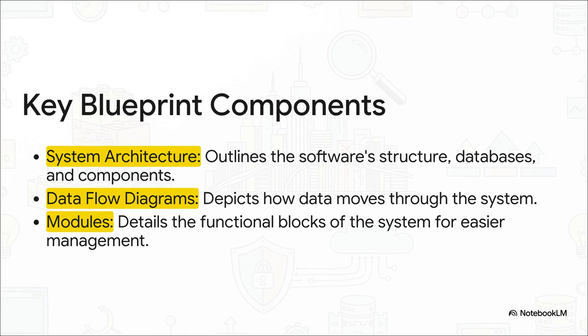First, you've got the system architecture. That's the skeleton, right? The core structure holding it all together. Then you've got data flow diagrams. Think of those as the circulatory system, showing how all the information is going to move around. And finally, you have the modules. These are like the individual organs, each with its own specific, vital job to do. When you put them all together, you get a complete picture of the living, breathing system you're about to build.